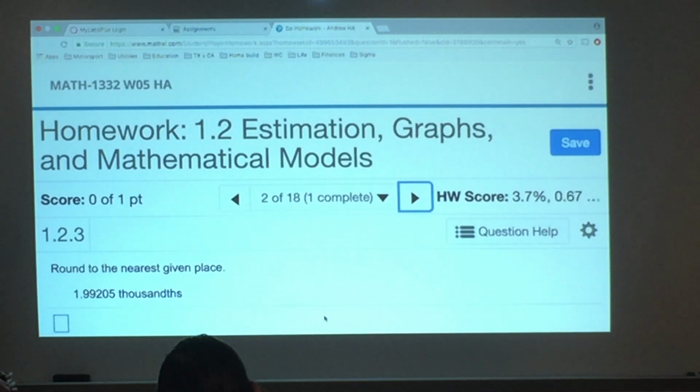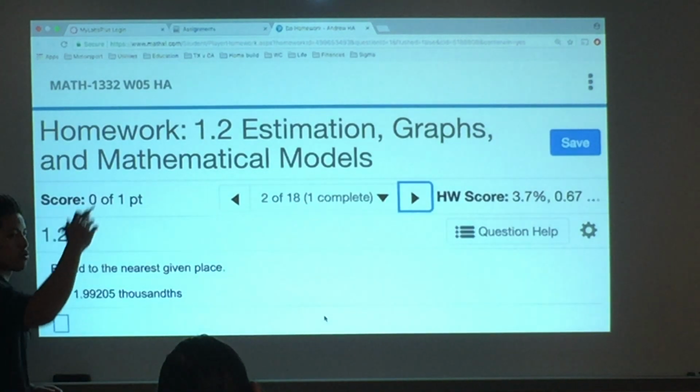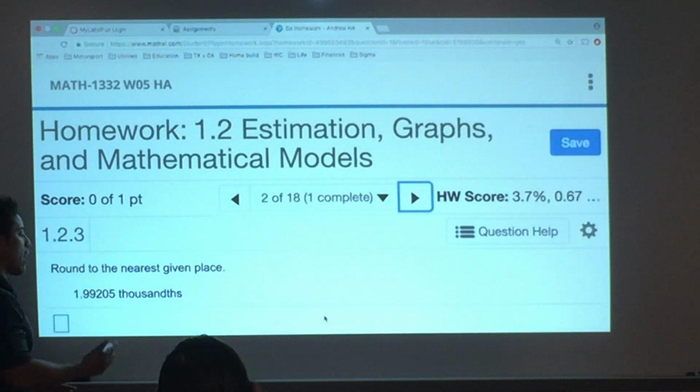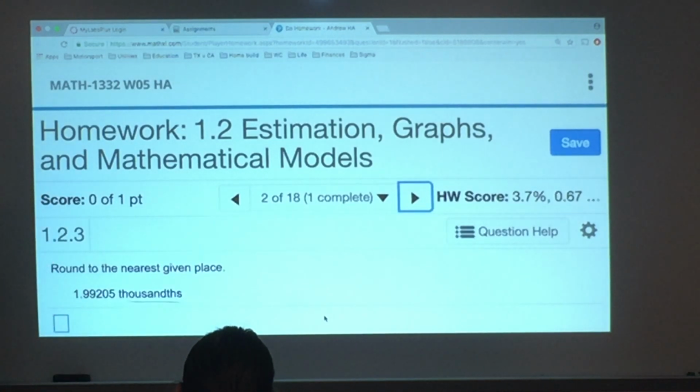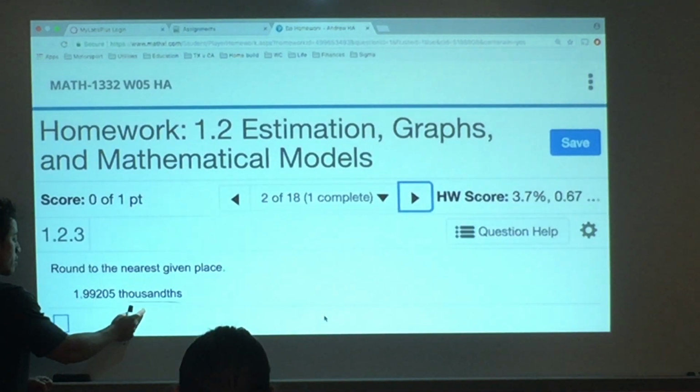So here we go, round to the nearest given place. So same concept, 5 or larger, 4 or less, but you have to know how to read places for decimals now. Instead of reading to the left, we need to read to the right. Let's take a look. It asks us to round this number to the nearest thousandths place.